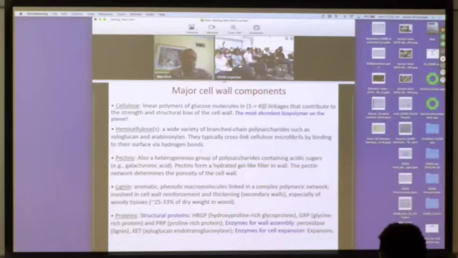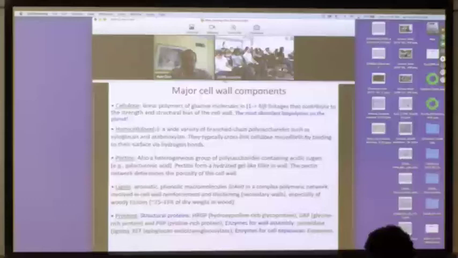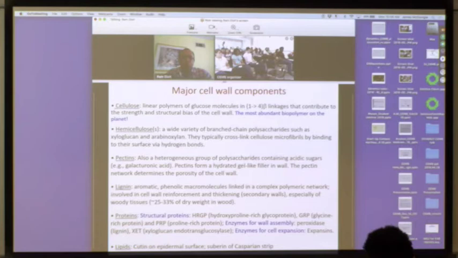You have proteins that are by mass or weight maybe 5 or 10% of the cell wall, but they are nonetheless very important from a structural standpoint. Some of these proteins that are hydroxyproline-rich or glycine-rich are structural proteins, as well as important from an enzymatic standpoint for wall assembly, as well as wall extensibility, breaking hydrogen bond connections or non-covalent connections between cell wall components. For certain cells, lipids are also important, like on the surface of the epidermis, you have a cutin or waxy layer that prevents water evaporation from the leaf surface, for example.